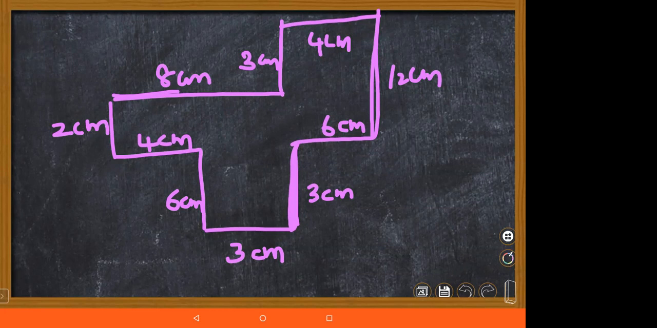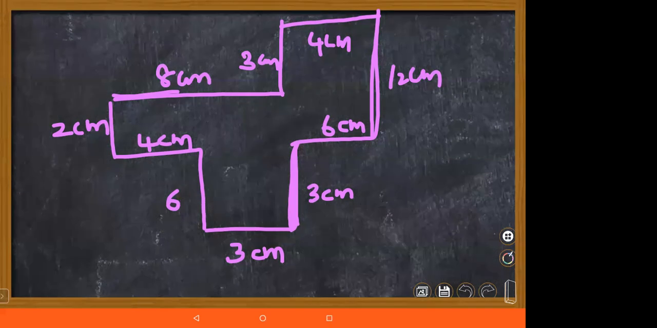Whatever the figure is, children, the concept is you need to add up the boundary lengths to find the perimeter of any figure. That's all. If you know that, you can easily find it out. Based on this, we have many questions in our test, children.